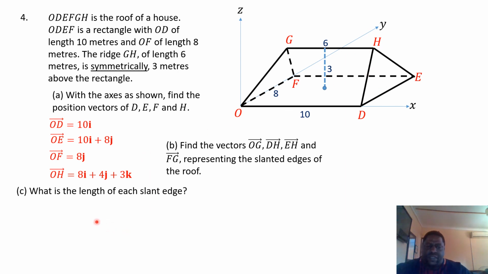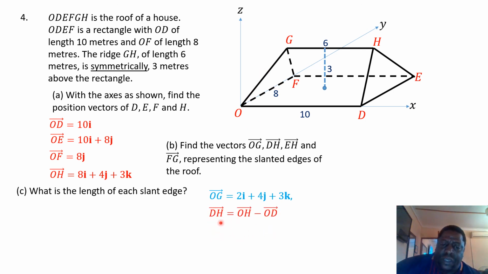What is the length of each slant edge? The length of each slant edge. That means we have to find OG. So let's calculate OG, for example. Then OG is 2i plus 4j plus 3k.